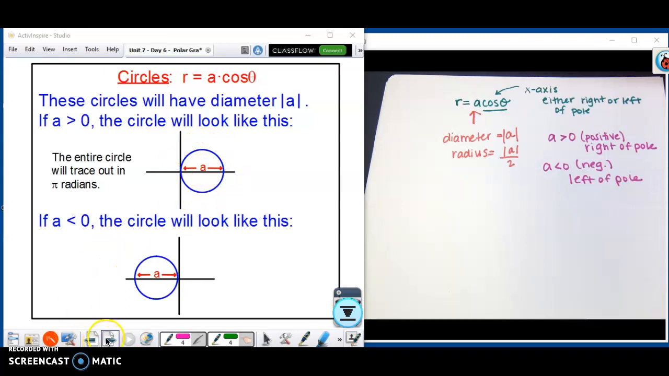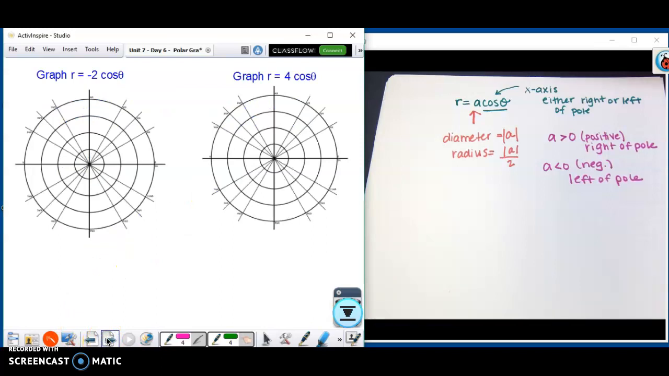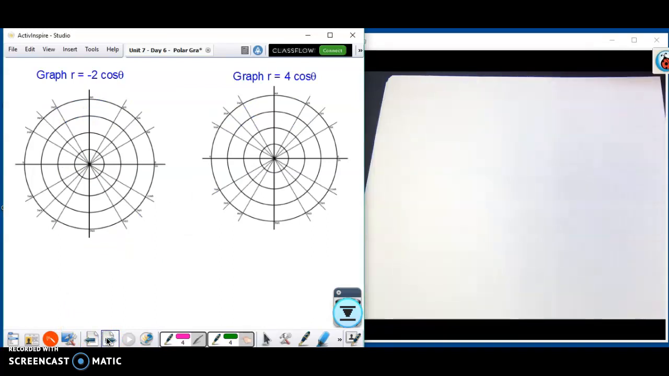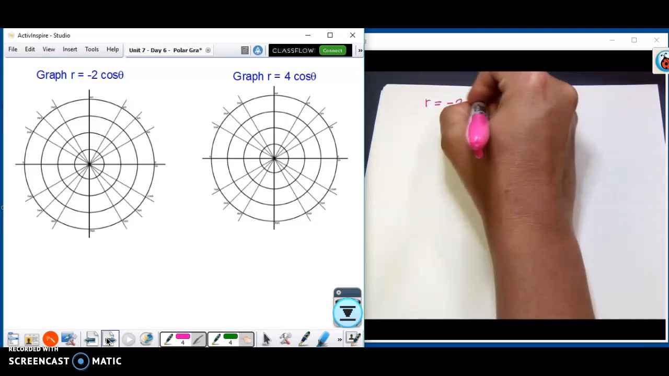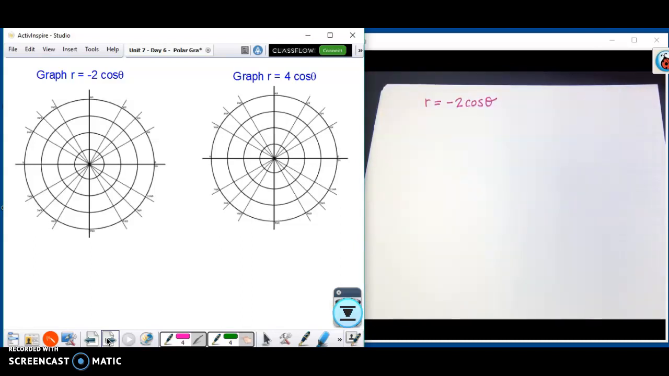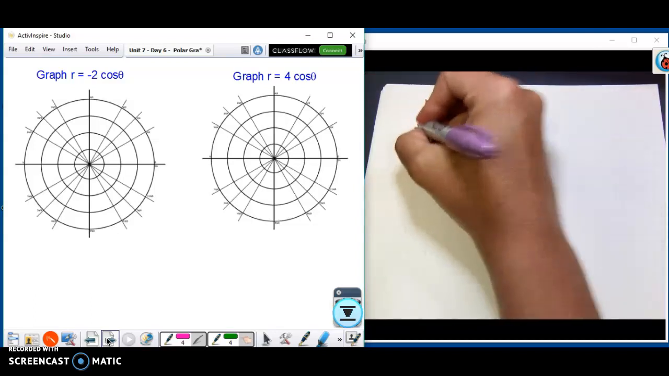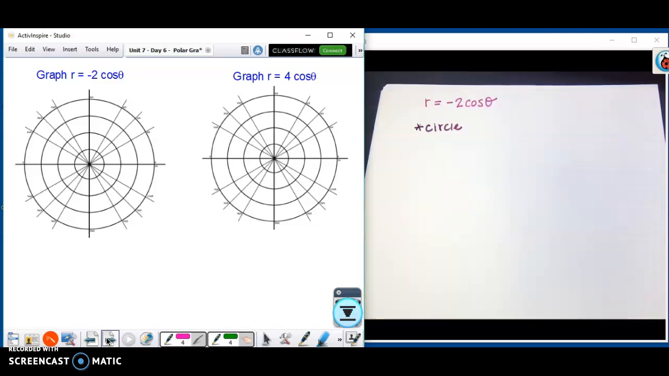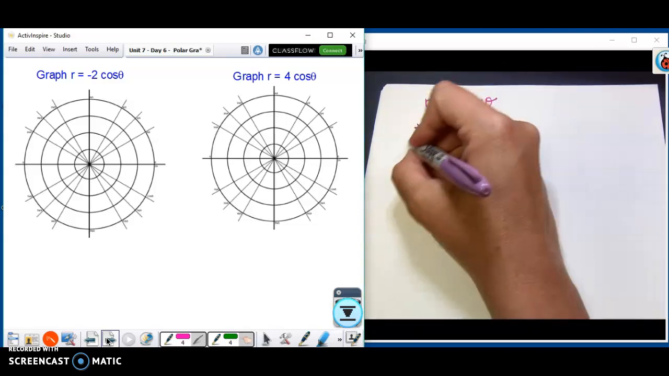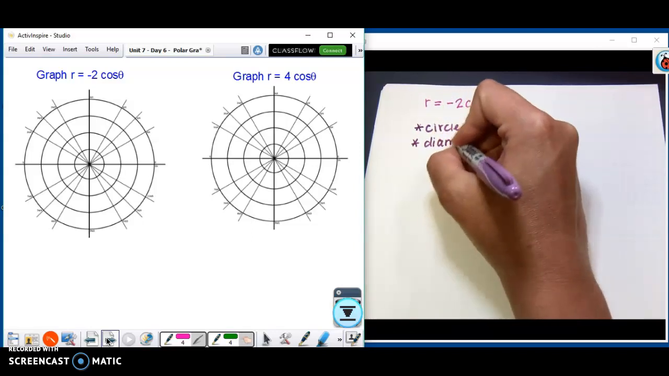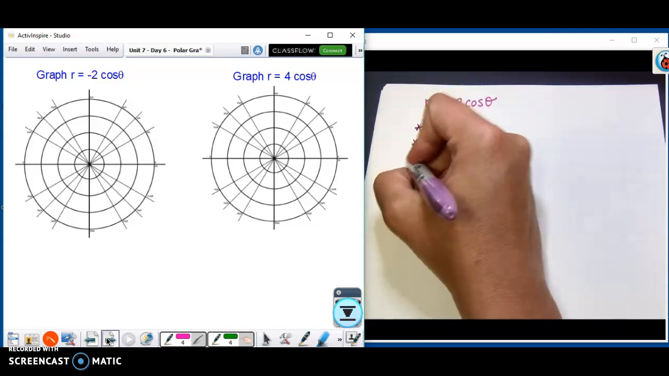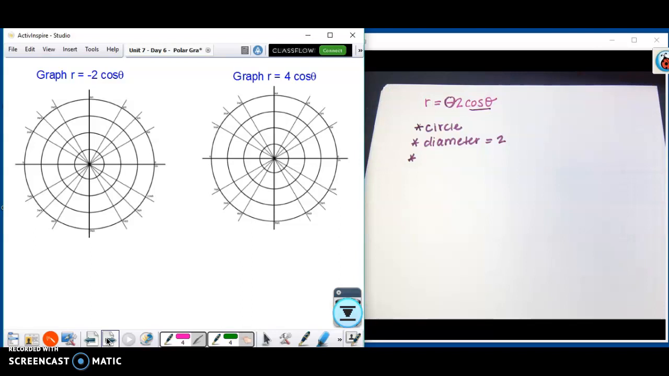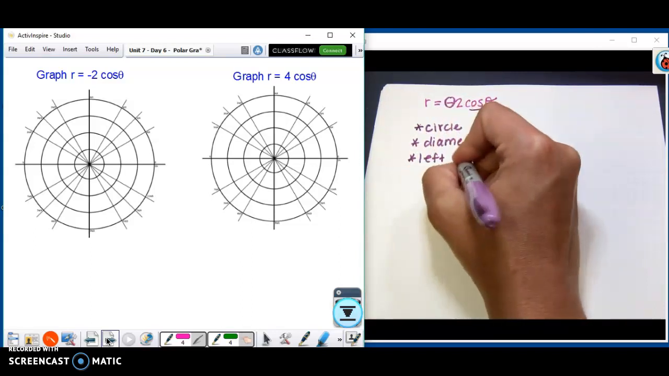Okay, so looking at some examples for this, the first one we have is r equals -2 cosine theta. And I'm going to write all this information on all these problems because some of the work you'll be doing, they don't even ask you to graph it. They just say, write everything out. So because we see that it's a number and cosine, we know that this has to be a circle. We know because this is -2 that the diameter of this circle is 2. Because this is a negative and it's cosine, this is going to be located on the left of the pole.